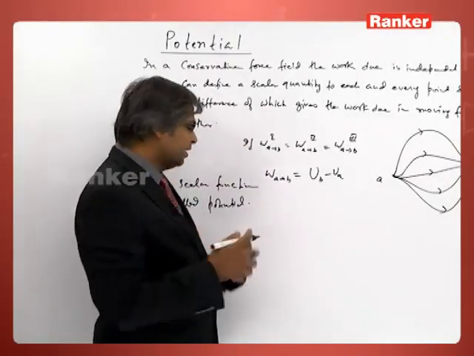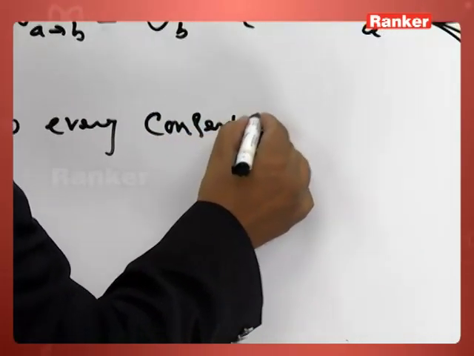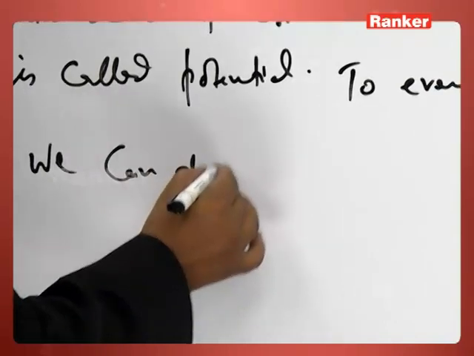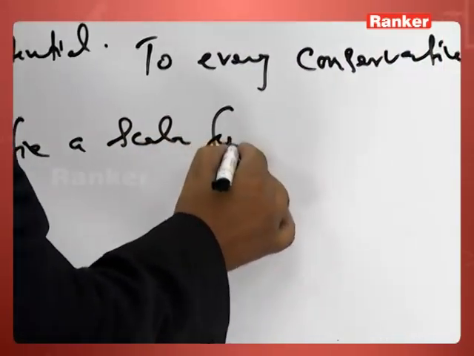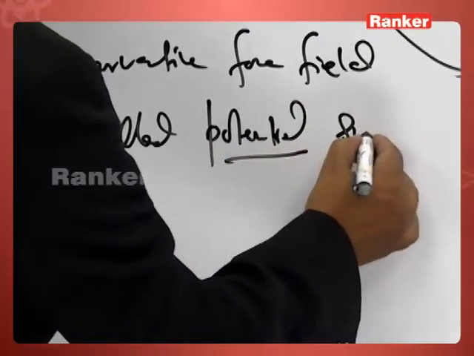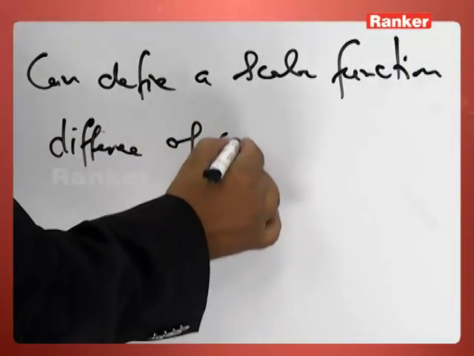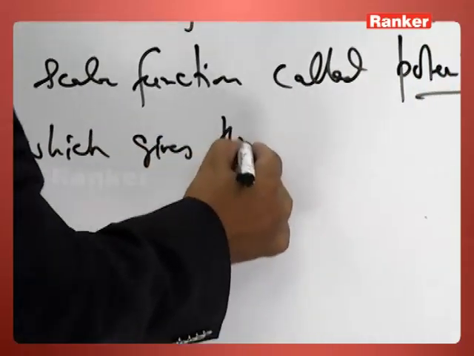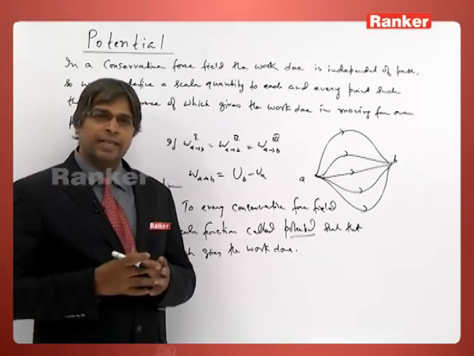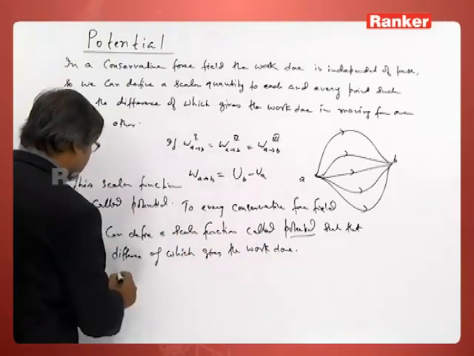So thus, what is a potential? To every conservative force field we can define a scalar function called potential such that the difference of which gives the work done. So in that way, another property of the conservative force field is that we can define a scalar function for it. Very important point.